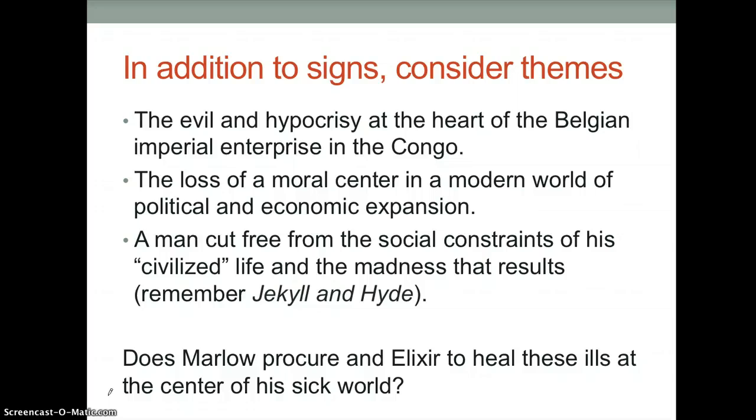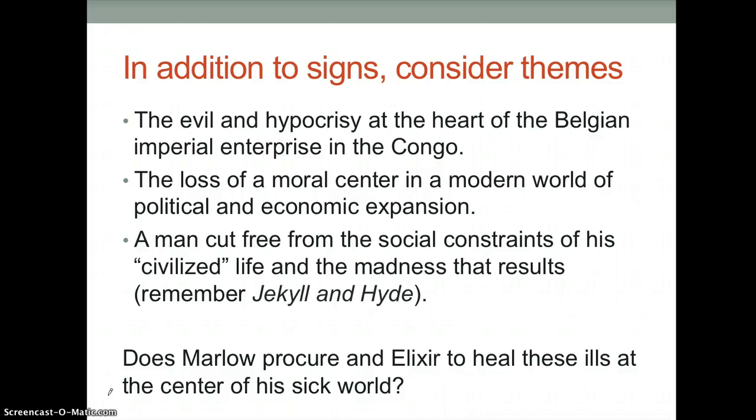And then you need to consider, whether within the monomyth or simply in reading this tale, the themes. There are several repeated themes, three of which come again and again to my mind. One is the evil and hypocrisy at the heart of the Belgian imperial enterprise. That's just repeated over and over. Another is the loss of a moral center in a modern world of political and economic expansion. So that's the larger picture. But it's repeated over and over, and we're reminded to think about that.